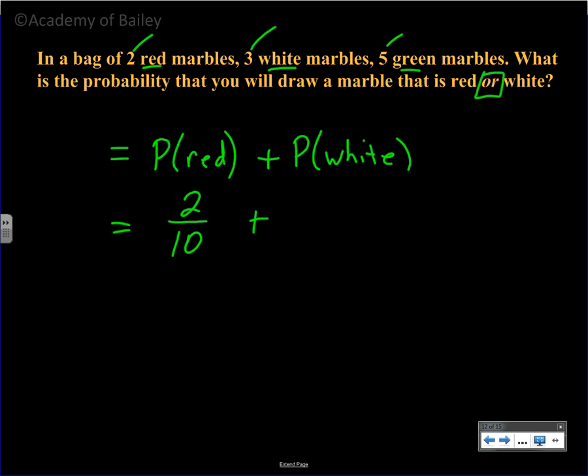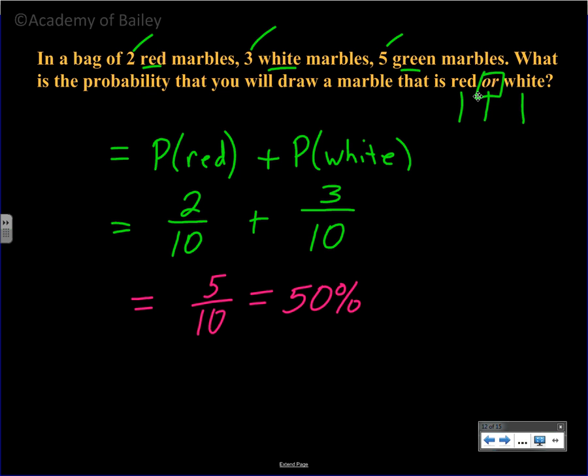The probability of white marbles, there are 3 white marbles and 10 marbles in the bag. And we're trying to only get a red or a white marble. So we're only pulling one marble, and we're trying to make it either red or white. And we know that they have common denominators already. So add the top numbers. 2 plus 3 is 5. And we know that this is exactly 50%.